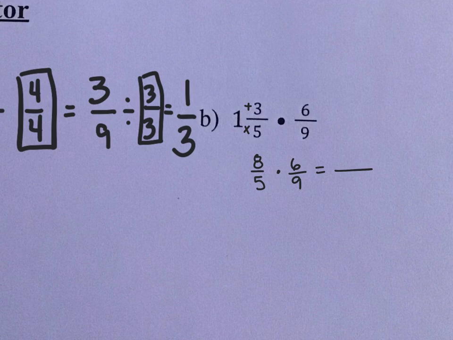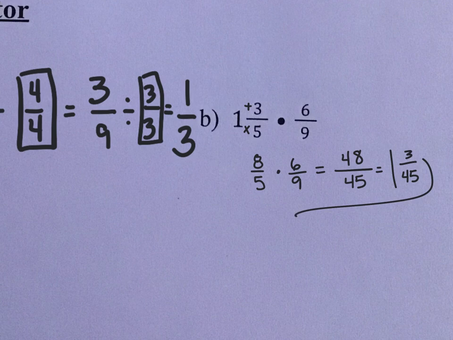Okay, I got 8 times 6 is 48, and 5 times 9 is 45. Now that's an improper fraction, so I would ask myself, how many 45's can I take out of 48? And that's 1. And if I take 45 away from 48, there's 3 left. Denominator of 45. Now, I'm going to just rewrite that down here, because I can also simplify this, because I know that 3 can go into both of these.